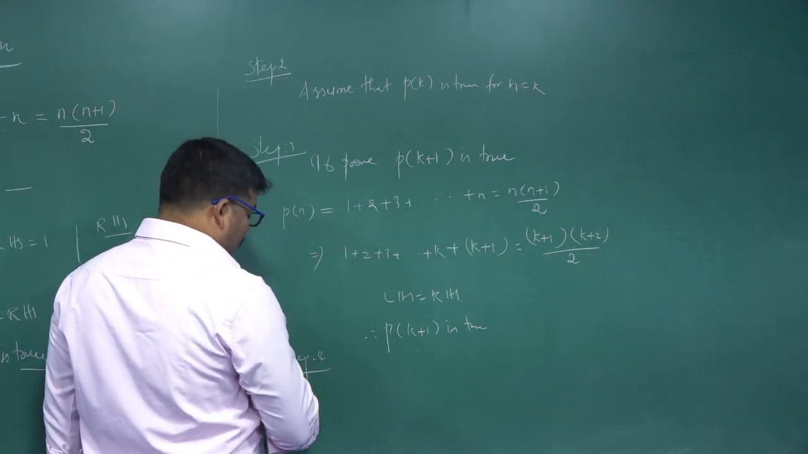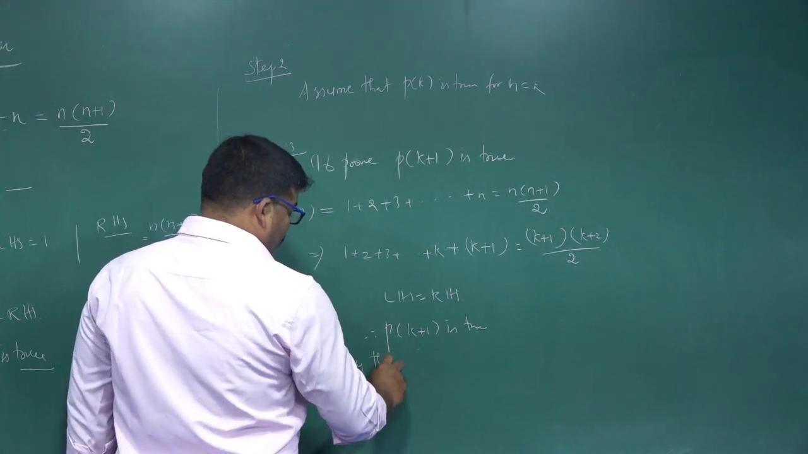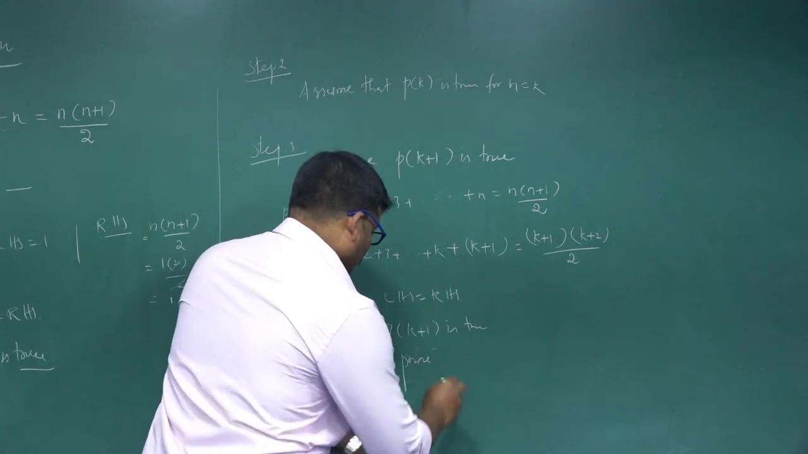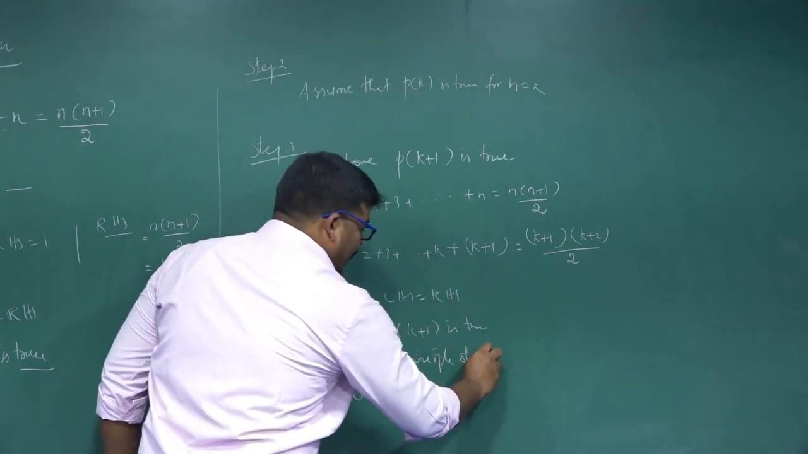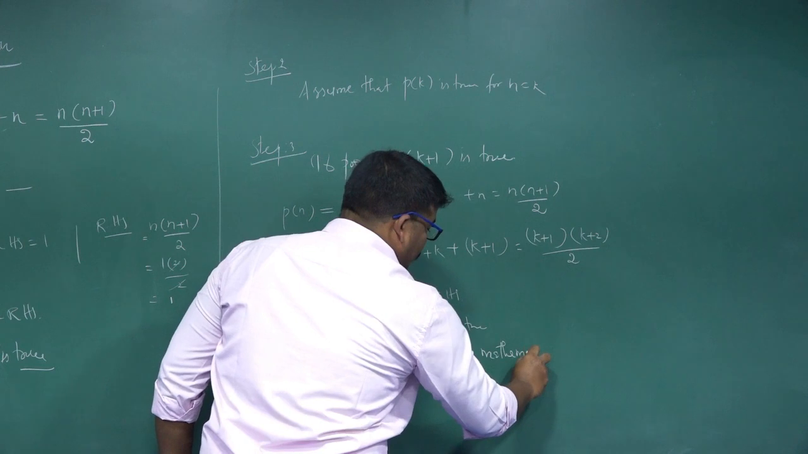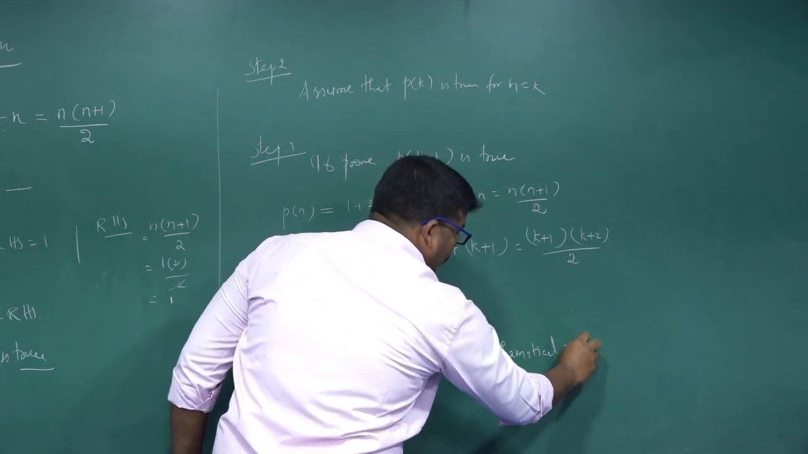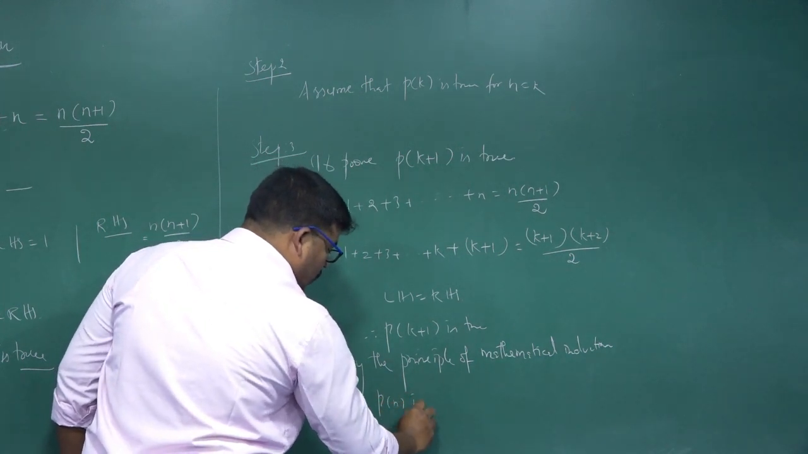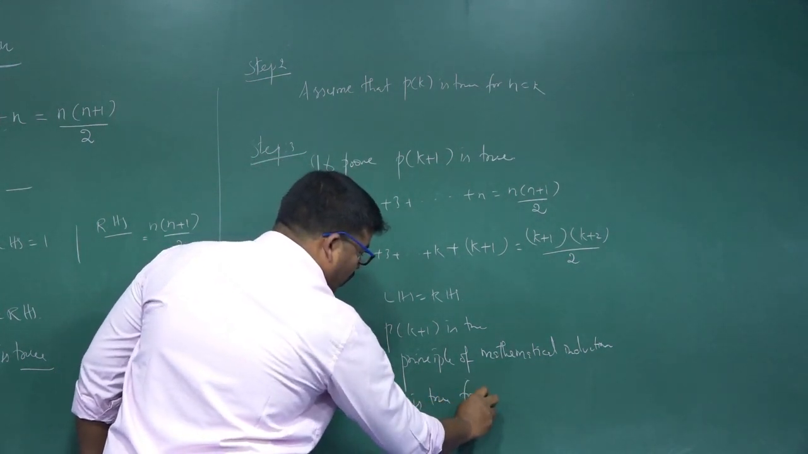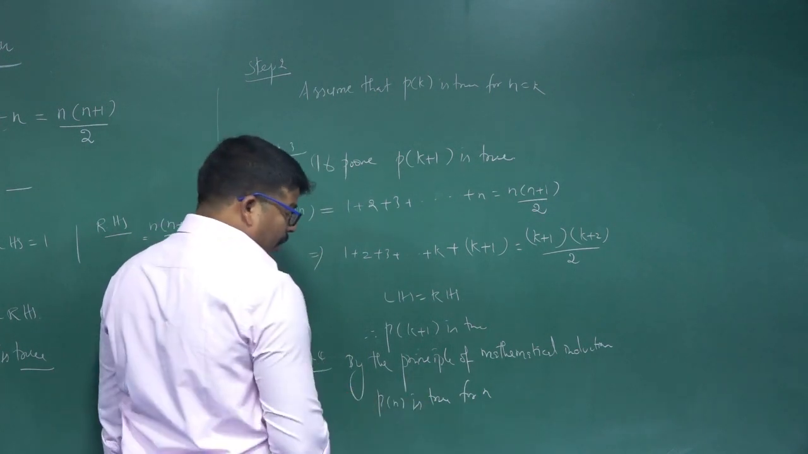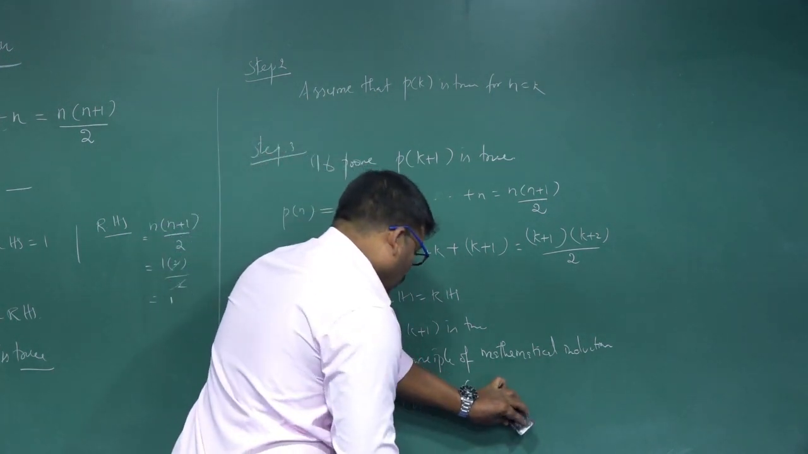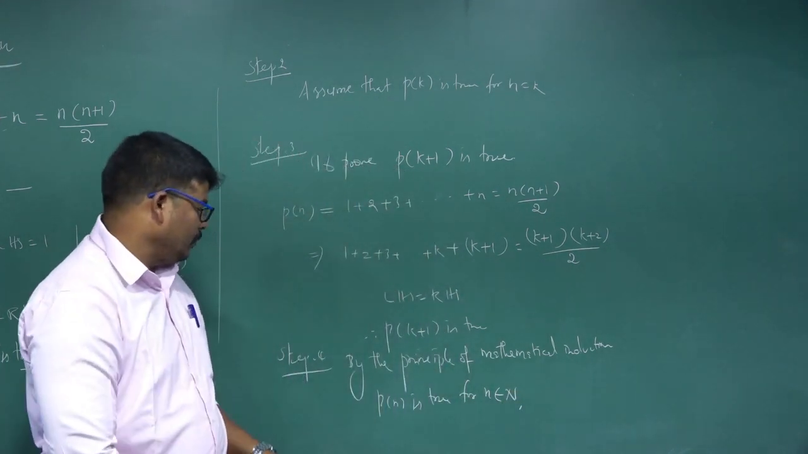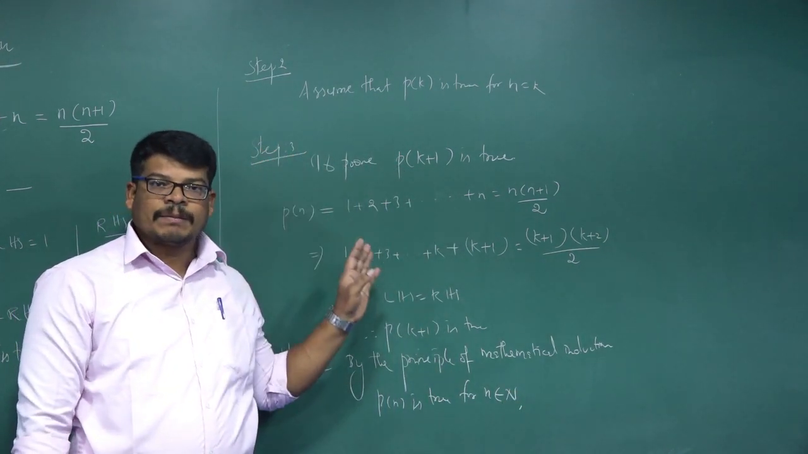Step 4, by the principle of mathematical induction, P of n is true for all n belongs to N. That is true for all natural numbers n given the condition. That is a proof by mathematical induction.